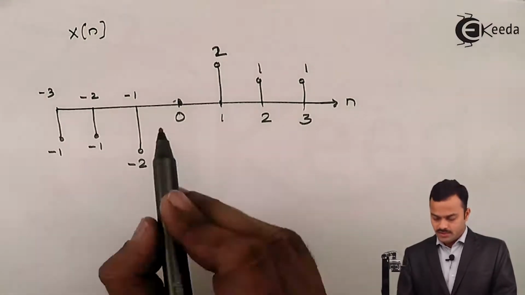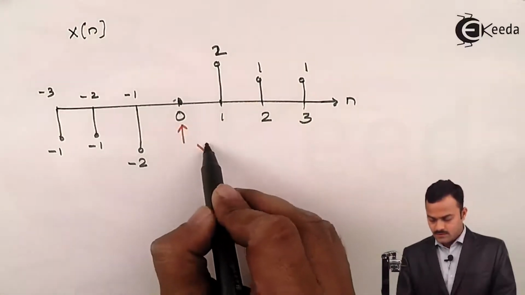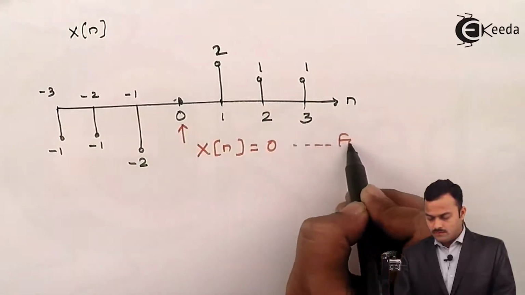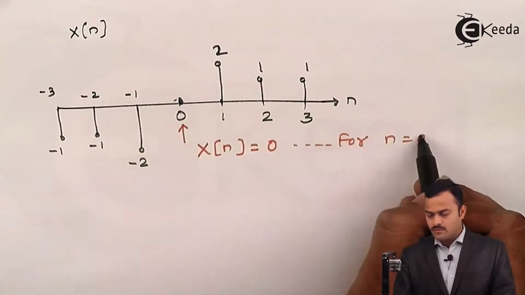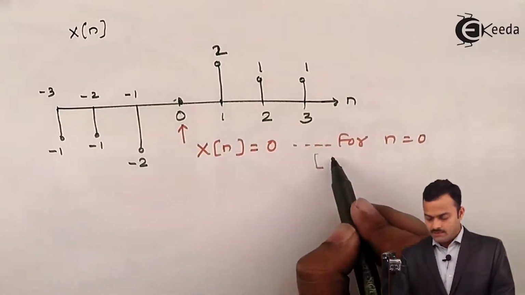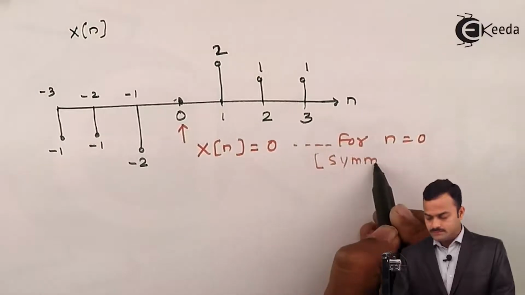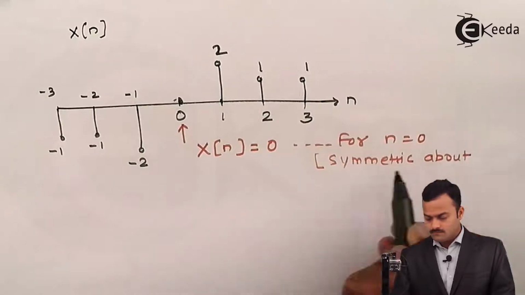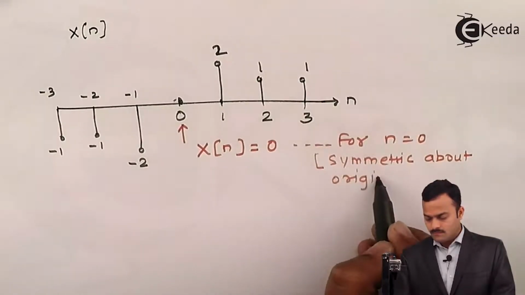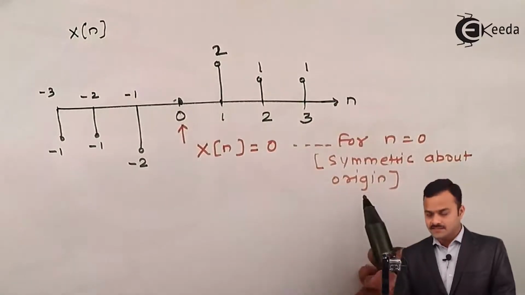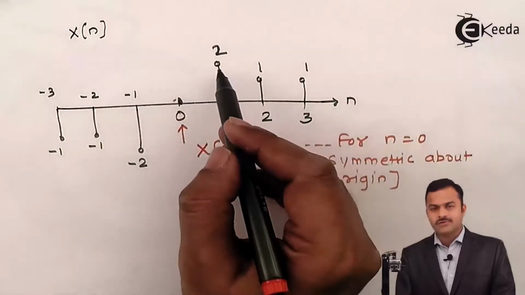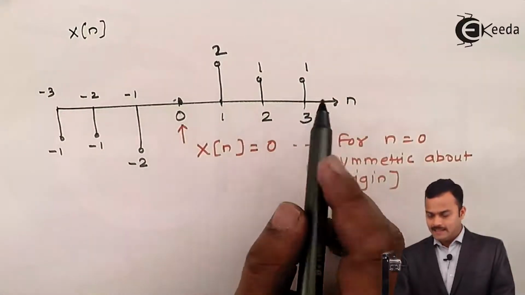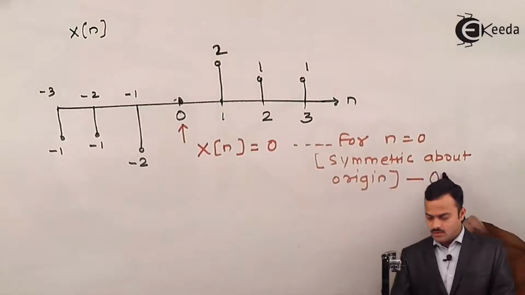Important thing to observe is this. X of n is always equal to 0 for n equal to 0. That is the meaning of symmetric about origin. And then if this is true and also I'm getting negative values for negative values of n, I can say the signal is odd signal.